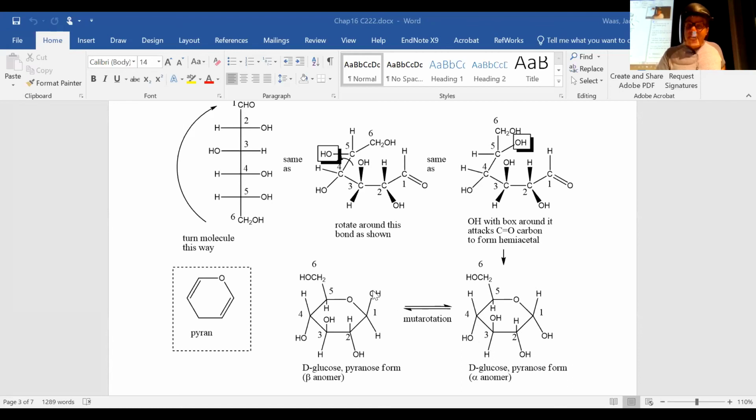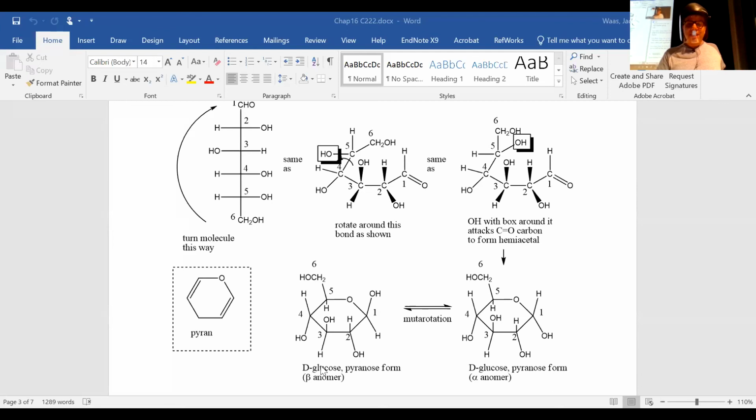The thing that's very nice about Haworth projections is that it's very clear what's pointing up and what's pointing down. And that turns out to matter, especially with the OH group on carbon 1. Carbon 1 used to be the aldehyde, but is now a hemiacetal. That OH group can point either up or down, and it's very easy to see that on the Haworth projection. It's very clear when things are up or down.